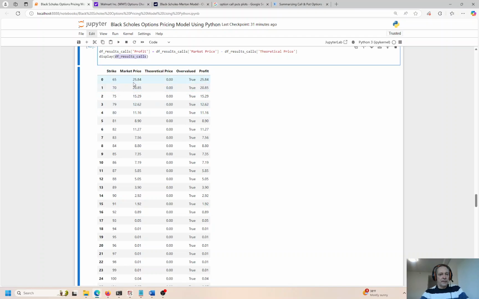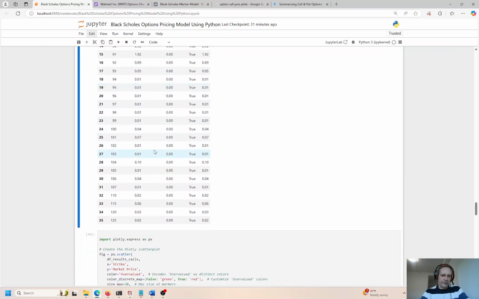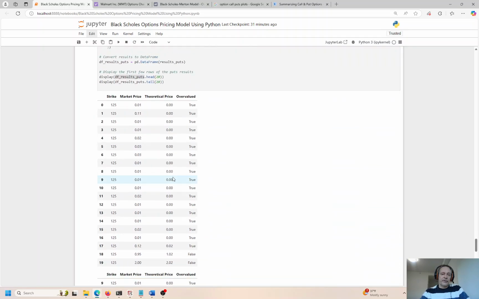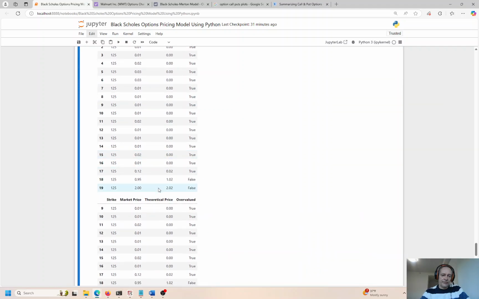So market price, 0. Theoretical price is 0 because it just basically expired. So all of these look a little funky, but they're all overvalued right here because those options just expired today. And then down here, you would see the opposite on the put side. These are all the put head and tail results, and you can see these two you could buy and make money on. The theoretical value is 95 cents. The actual value is 1.02, or calculated value. This is selling for $2. The value is actually $2.02.